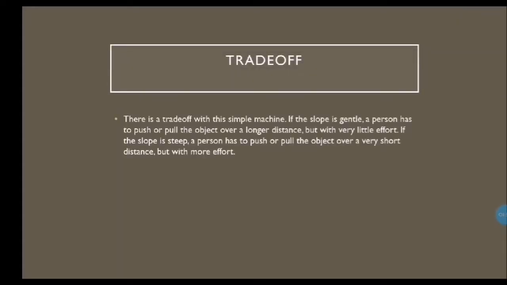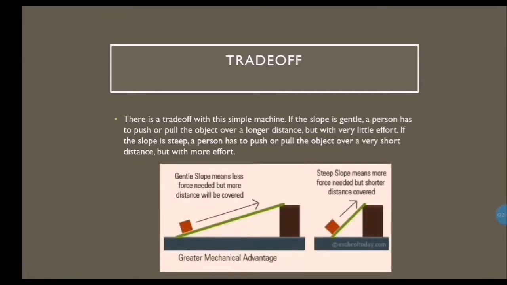Trade-off. There is a trade-off with this simple machine. If the slope is gentle, a person has to push or pull the object over a longer distance, but with very little effort. If the slope is steep, a person has to push or pull the object over a very short distance, but with more effort.